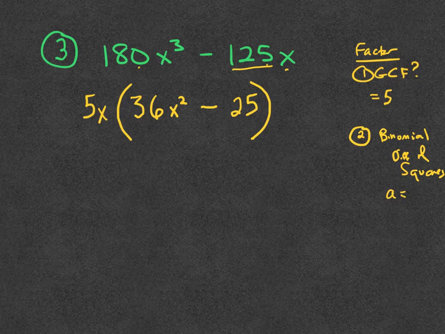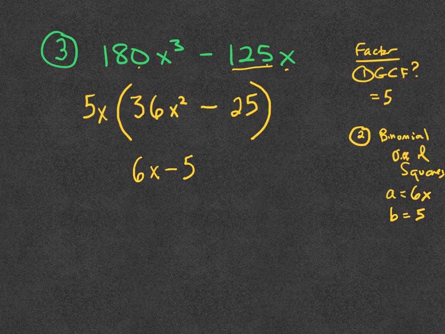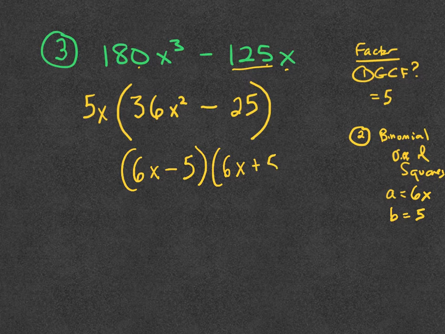So a in this case would be the square root of the first term. Square root of 36 is 6, and the square root of x squared is x. Square root of 25 is 5, so that's your a and your b. 6x minus 5, 6x plus 5. And be careful that you don't forget the 5x that we took out at the beginning.